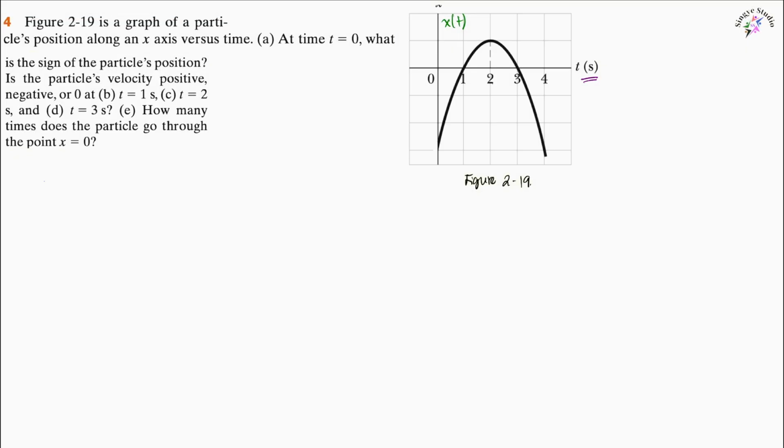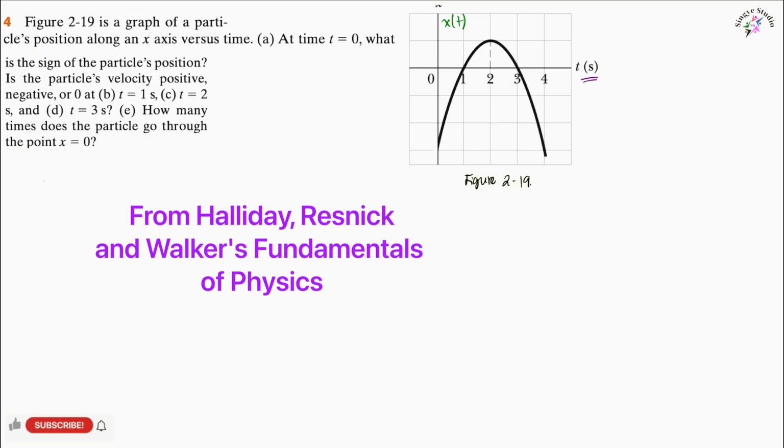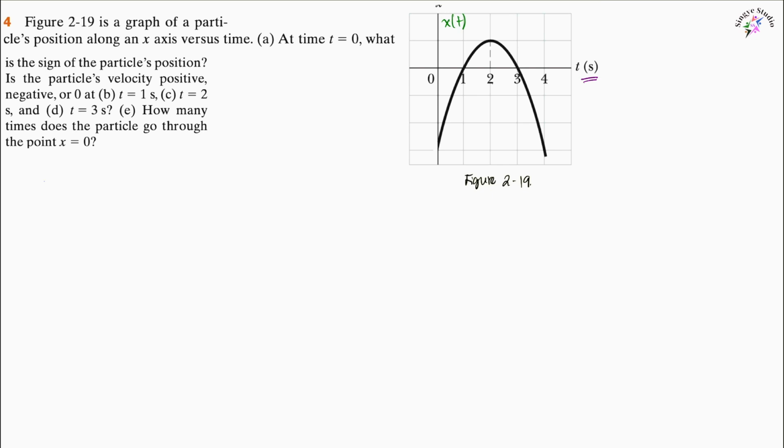Hey guys, welcome back. In this video, I want to solve this question which deals with the concept of a particle's position or displacement, particle's velocity, particularly instantaneous velocity, and time. So the question says, figure 2.19 is a graph of a particle's position along an x-axis versus time. At time equals 0, what is the sign of the particle's position?